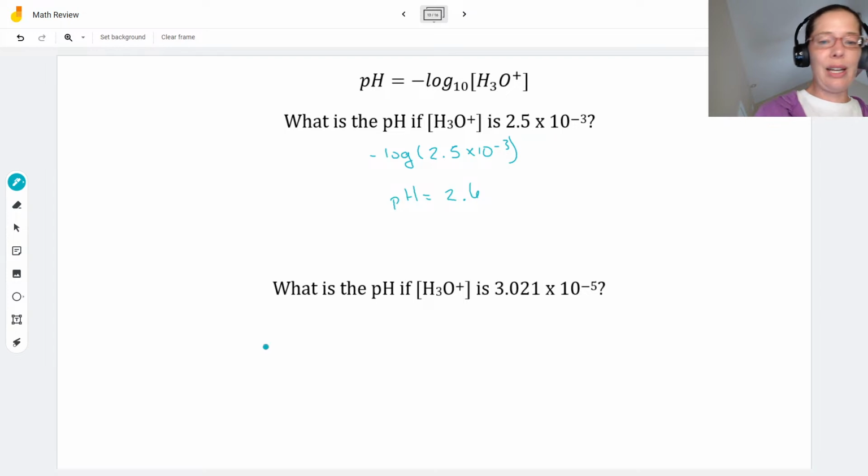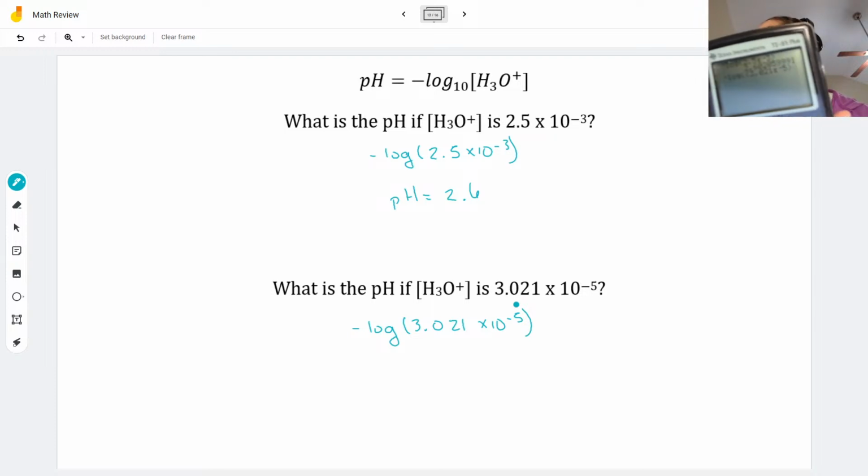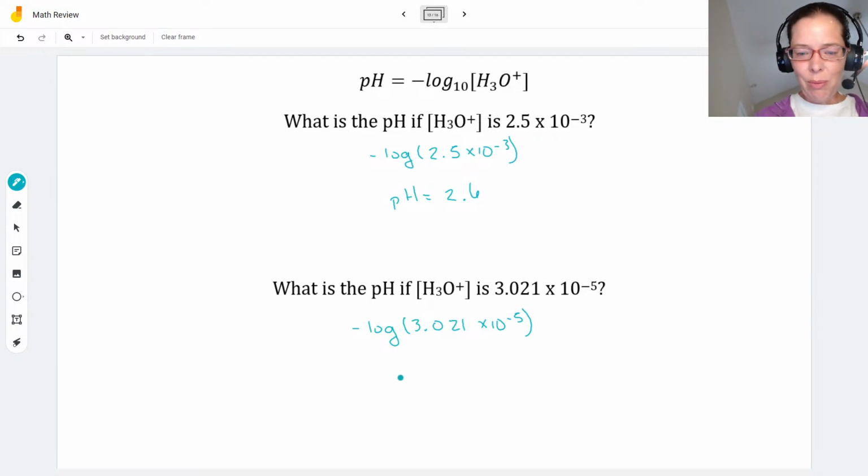Okay, let's do this next one. And again, I'll show you how I put it in the calculator. I'm just going to do the negative log of 3.021 times 10 to the negative fifth. So when I put this in my calculator, again, I'm going to use my little e to tell the calculator that I'm doing scientific notation. Let's make sure that you can see it there. Okay, and then when I hit enter, I get my answer right there. And so that is a pH of, what was that, 4.5.